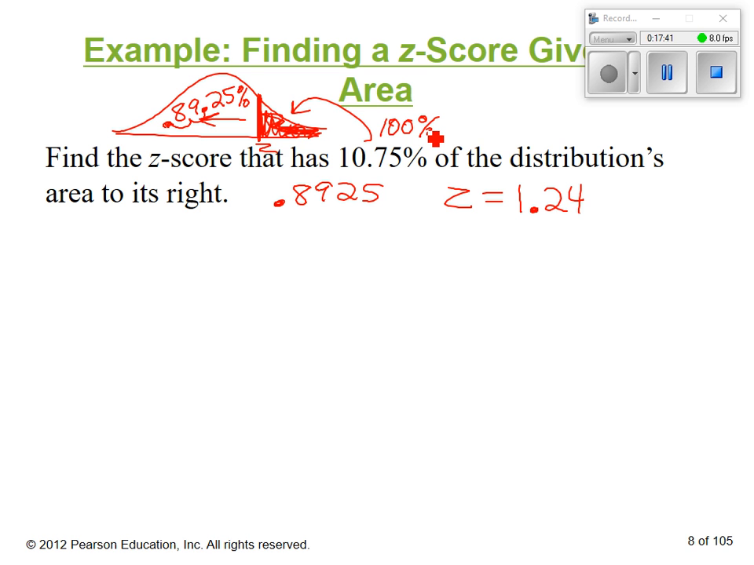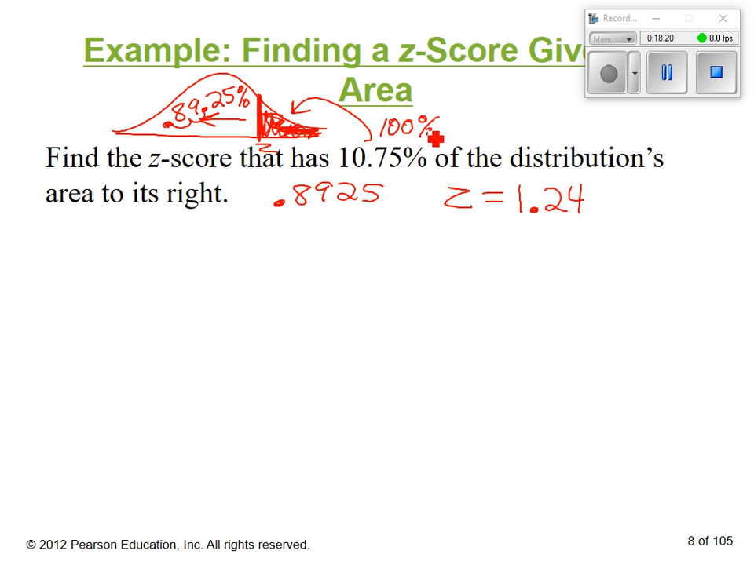And then once we have that, we had 89.25%. Well, this chart doesn't go by percent, it goes by decimal, so we had to bump the decimal over 2 places to get 0.8925. And then we looked on the chart and found that number in the big area here, and found the Z-score that corresponded to it. So 0.8925 was right here. We look over here, it's 1.2, and then a 4 on the end. That makes sense?